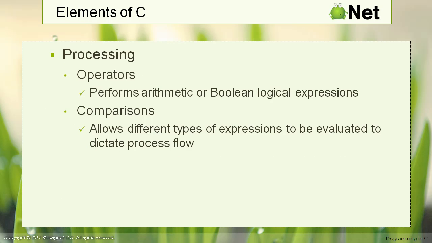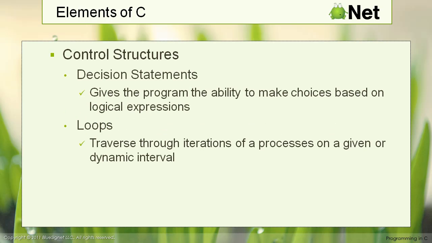Operators are symbols that represent arithmetic or logic expressions, like the plus, minus, multiply, not equal to. Comparisons are different types of expressions to be evaluated to dictate process flow. Control structures, we have decision statements, which we know as if-then statements pretty much. They give the program the ability to make choices, and loops allow you to traverse through iterations of a process on a given or a dynamic interval.